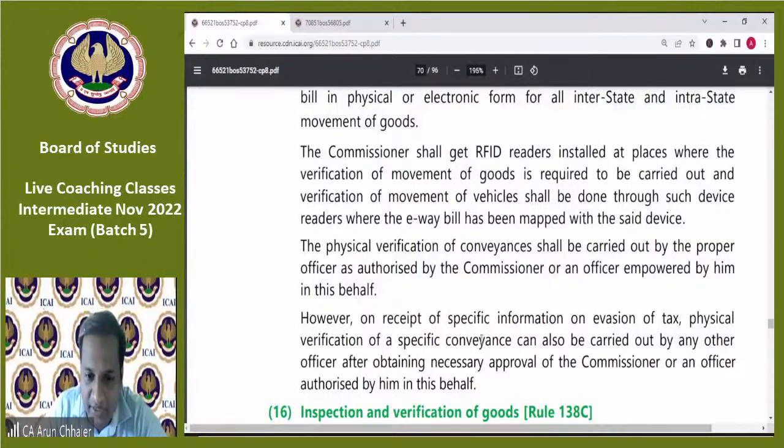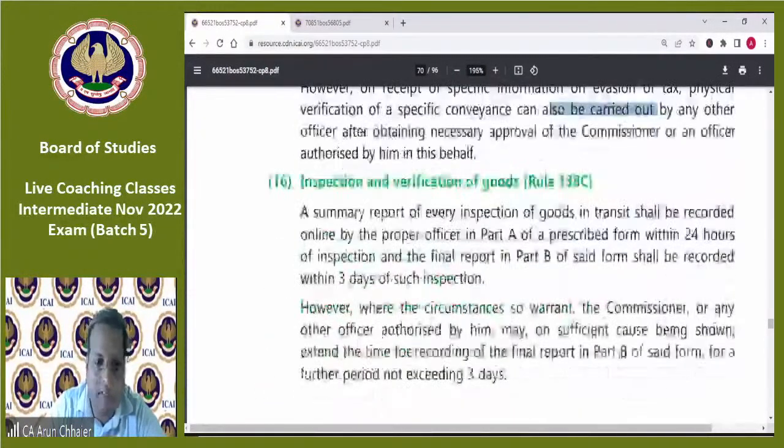However, on receipt of specific information of tax evasion, the physical verification can also be carried out by any other officer after obtaining the necessary approval.